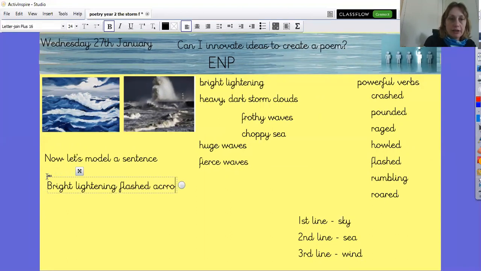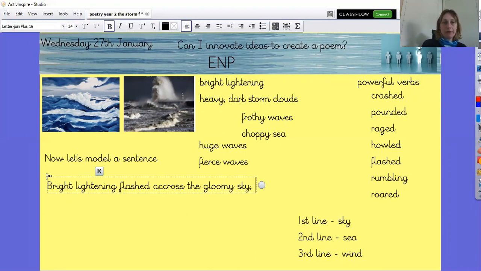Flashed across the gloomy sky. Okay, and that's the end of a line, and when we write a poem, we're just going to put a comma for the end of the line. So let's reread what we've got. Bright lightning flashed across the gloomy sky.